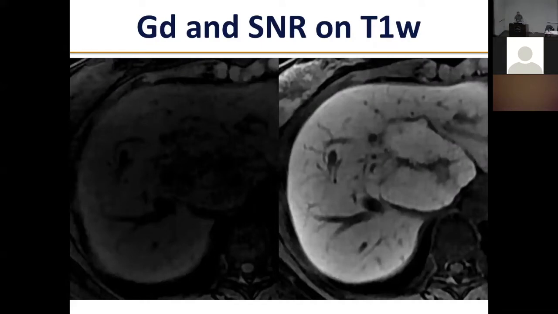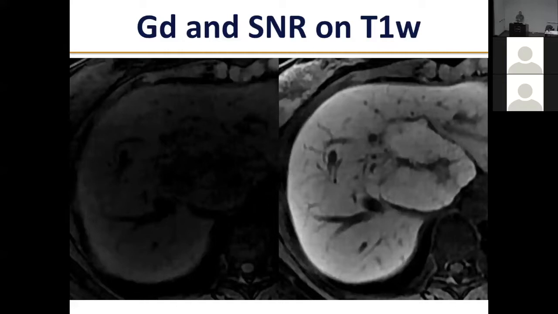Now, gadolinium on T1 weighted images will dramatically increase the signal-to-noise ratio, and we'll talk about that a little bit in the next lecture. But for now, you can look at this image and this image, which were acquired with exactly the same sequence, exactly the same parameters, exactly the same calibration settings. The only difference is this image was acquired with gadolinium, and this was not. And I think you can appreciate how much higher the signal-to-noise ratio of the liver is here than here. Look how much brighter the liver is.